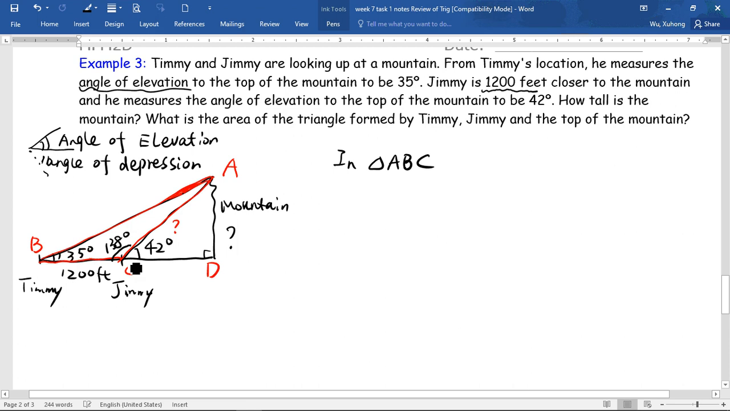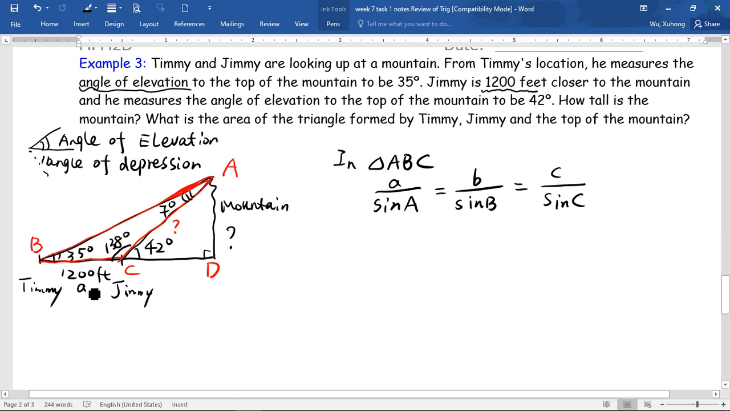we have 138 degrees. So we have two angles and one side. We are able to find this angle. 180 minus these two, we have 7 degrees. So we have the opposite side of the angle given, so we could use the sine law: A over sine A equals B over sine B equals C over sine C. Then we sub in the given information.